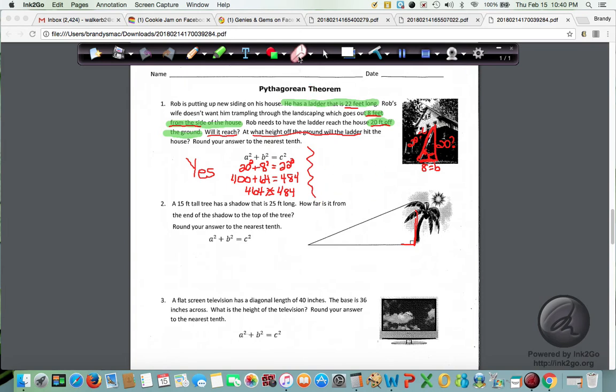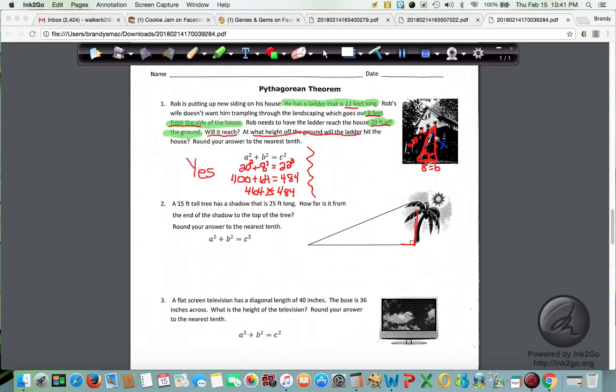So now let's get rid of this 20 feet. We needed that to see if it would work. And we've decided yes, it will, because 484 is bigger. So the ladder is definitely tall enough. Let's figure out, I'm going to use a different color.